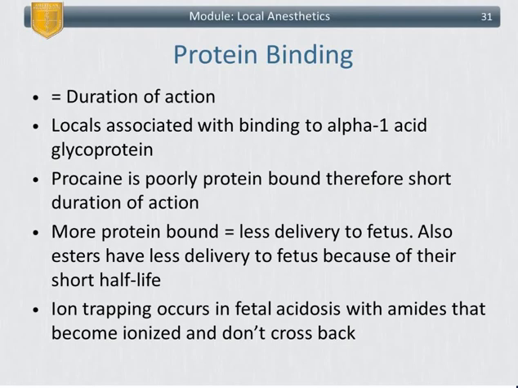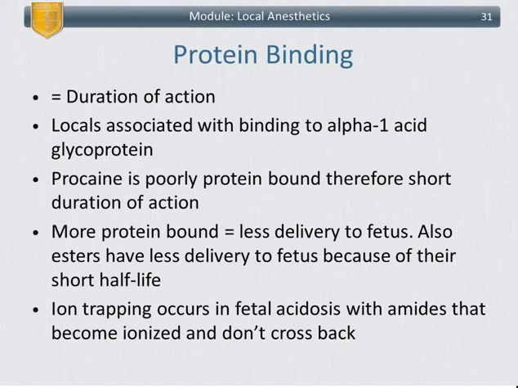Procaine is poorly protein bound, so it's more readily available to be metabolized, and therefore it has a short duration of action. The more protein bound, the less delivery to the fetus. Also, esters have less delivery to the fetus because of their short half-life. So you would like a highly protein-bound ester if you're treating a pregnant woman.